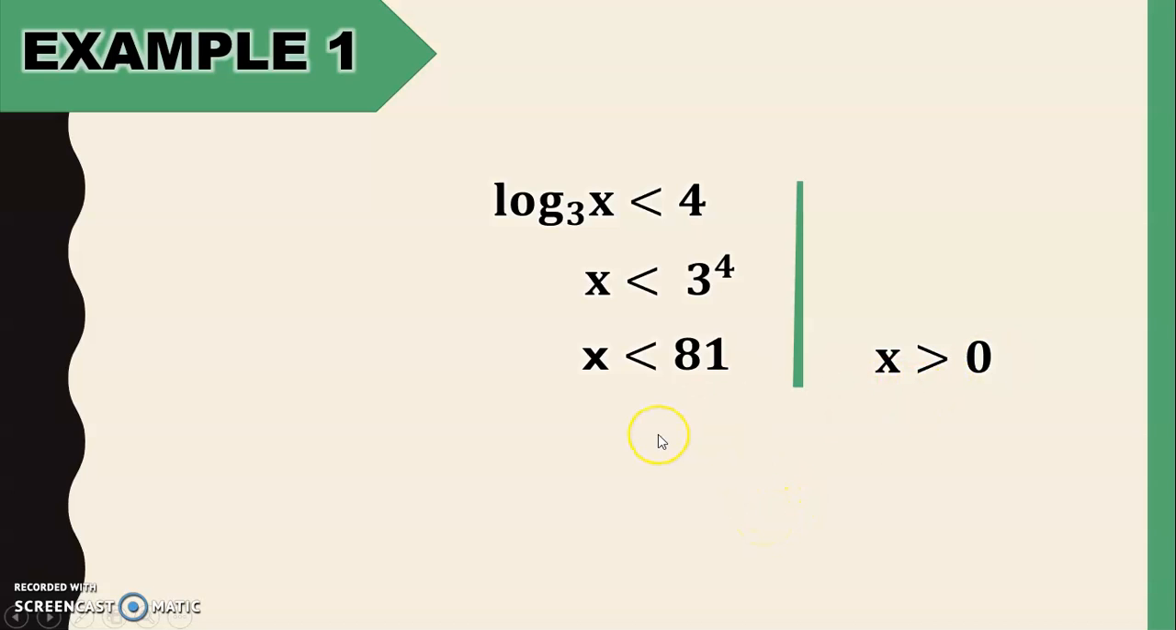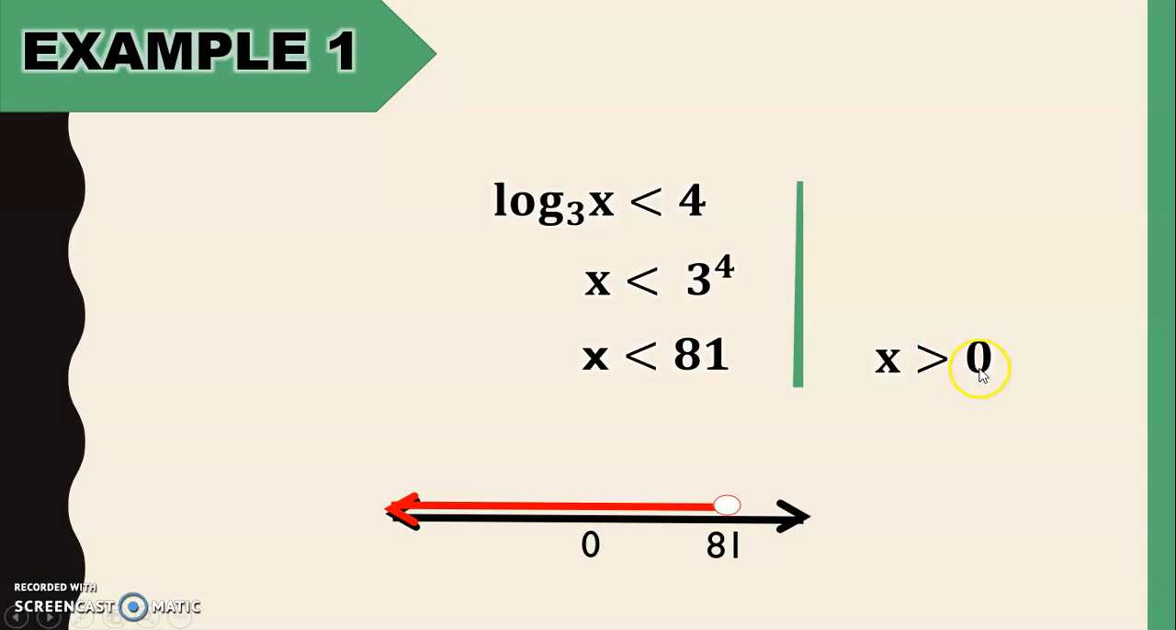So after this one class, let's graph for us to easily determine the solution or the solution set of this inequality, logarithmic inequality. So let's plot x less than 81. So wala siyang equal sign, automatic, 81 is not included in the solution. So open circle si 81. 81 is not included. Then less than, ibig sabihin yung mga values ni x are less than 81. So pa-left yung direction. So yan yung graph ng x less than 81.